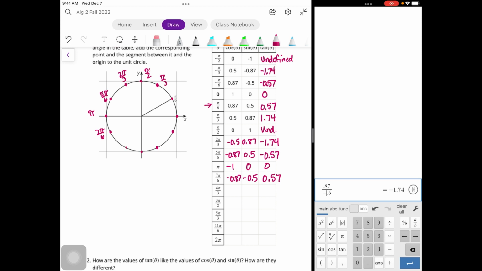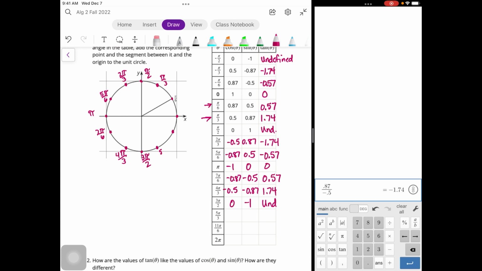Now 4 pi over 3, that's going to be about here. And that is the same thing as pi over 3, but both the x and the y are negative. So now we're looking here at 0.5, and that's negative, and negative 0.87. And then when you divide them, you get positive 1.74, because a negative divided by a negative is positive. And then here we had 3 pi over 2, which actually was the same thing as negative pi over 2. We know that's 0 and negative 1, and you cannot divide by a 0, so that is undefined.